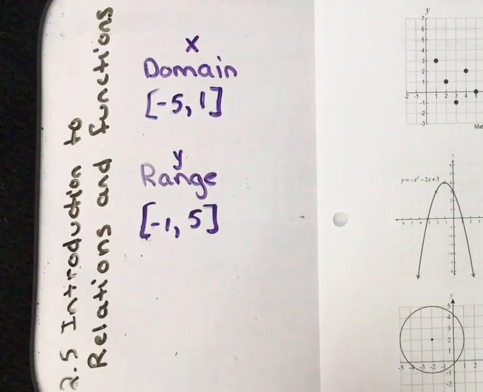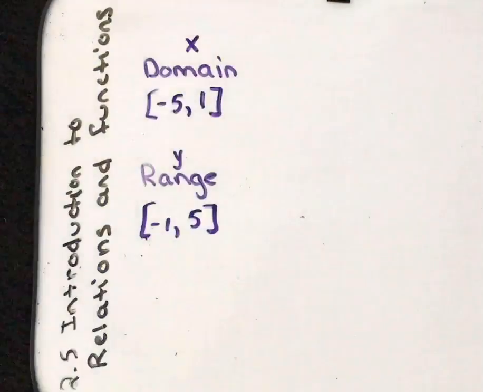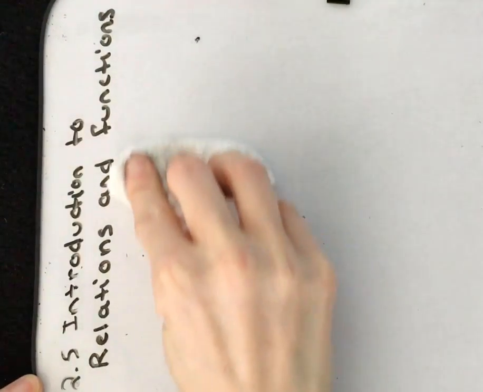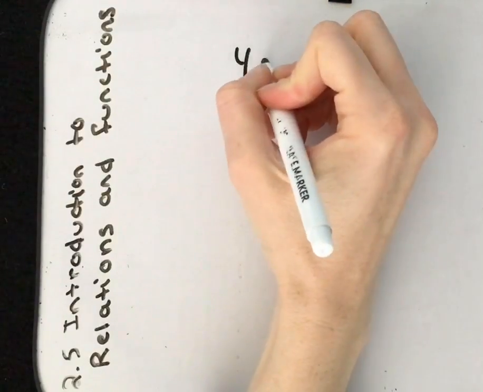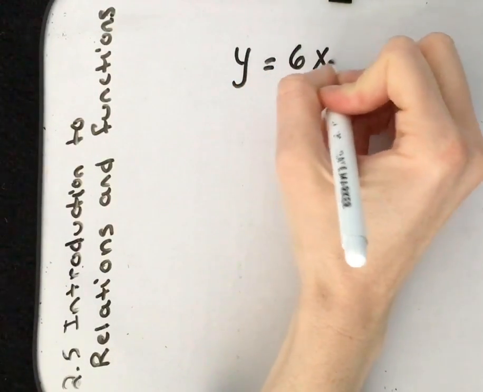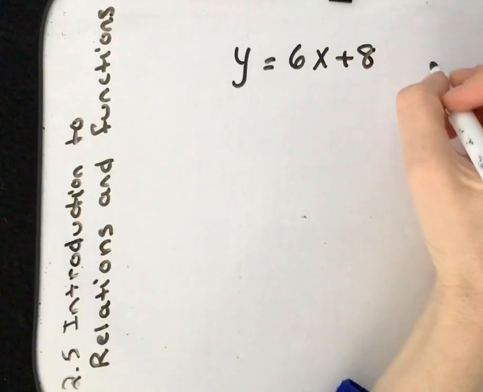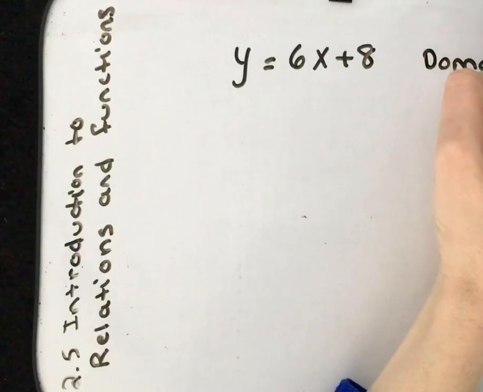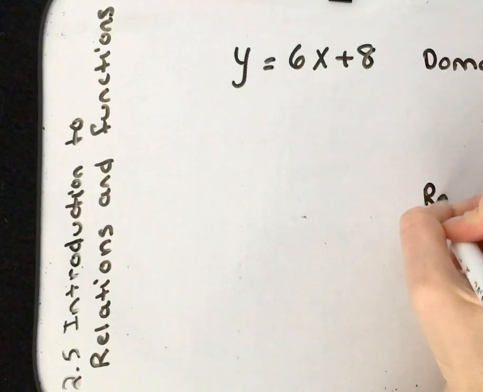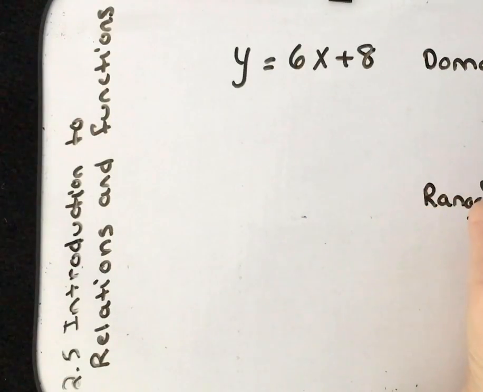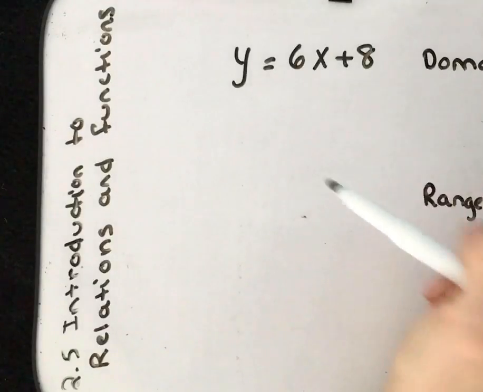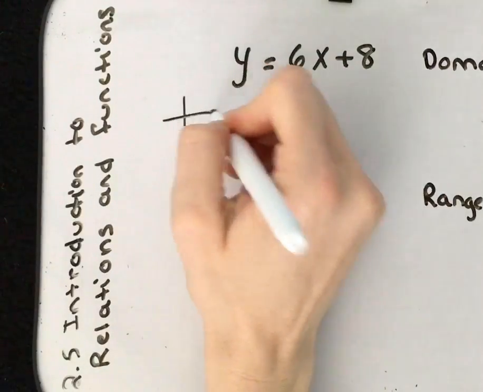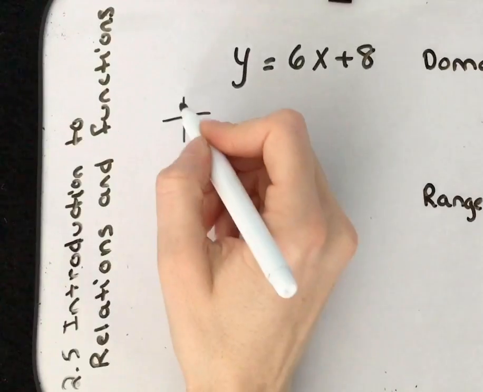Let's look at some more domain and range calculations. Let's say we have y equals 6x plus 8. And we want to find the domain, and we want to find the range. So let's look at this. This is going to be the graph of a line. We don't know exactly what it looks like, but we know that this is y equals mx plus b format.